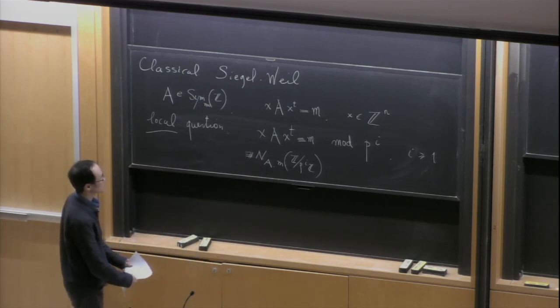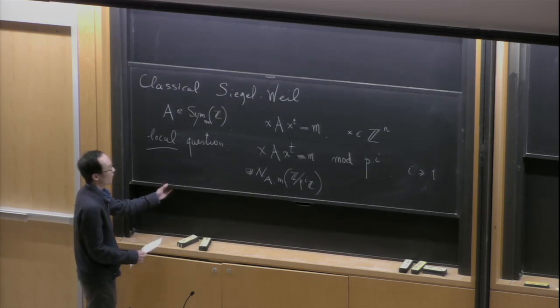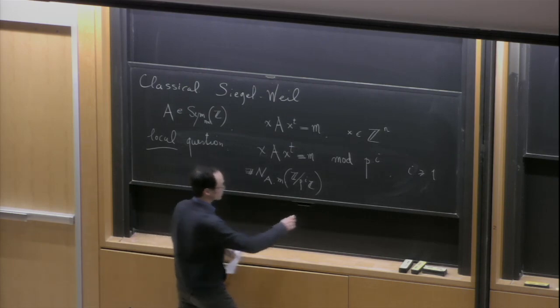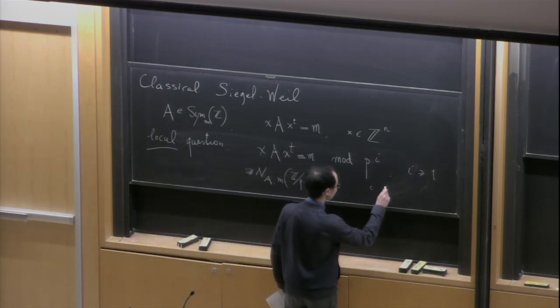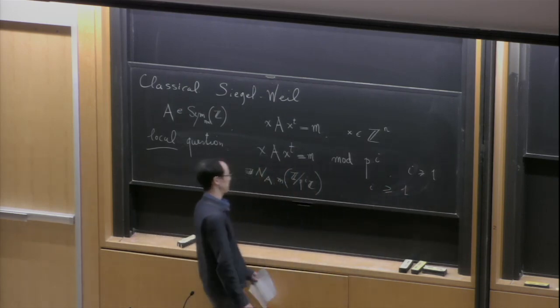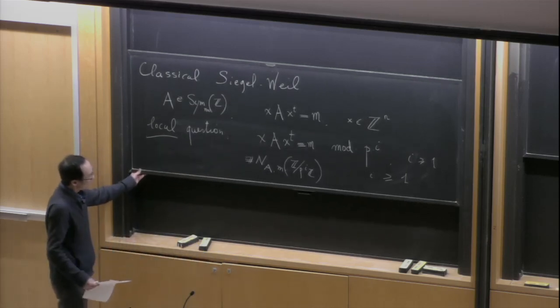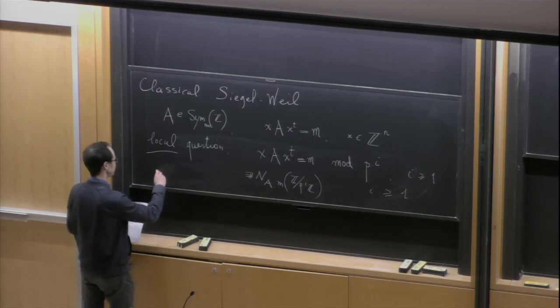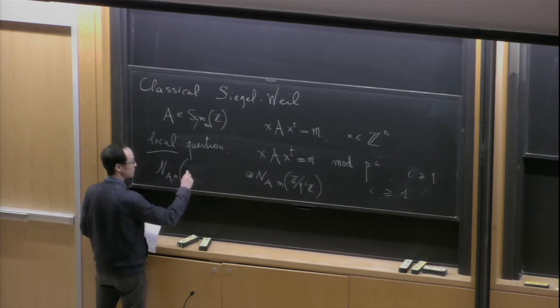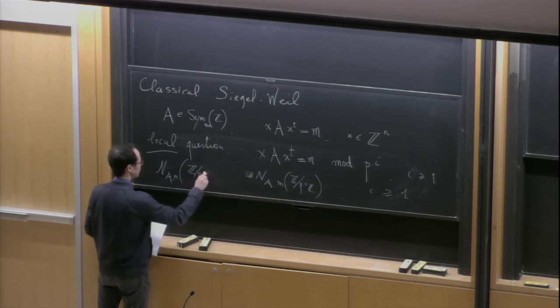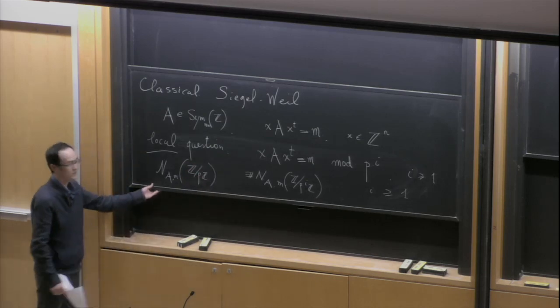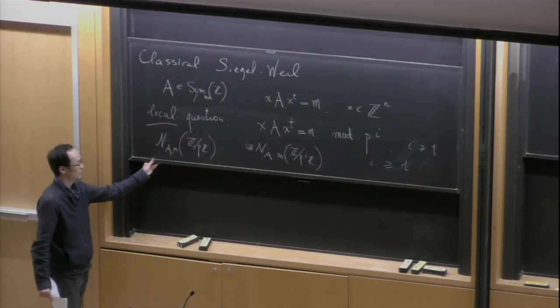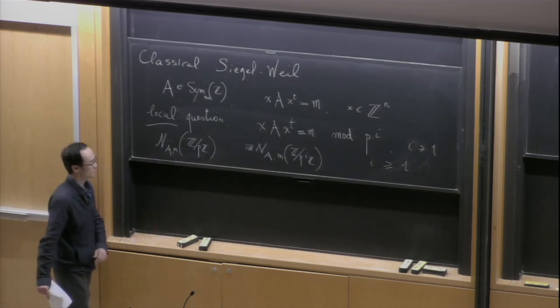So in an ideal situation, this might behave very well as a sequence in i. So in a special case, if i is 1, we're counting the number of solutions in the finite field Z modulo p. That's something we looked at before. We want to know how many points in the residue field.